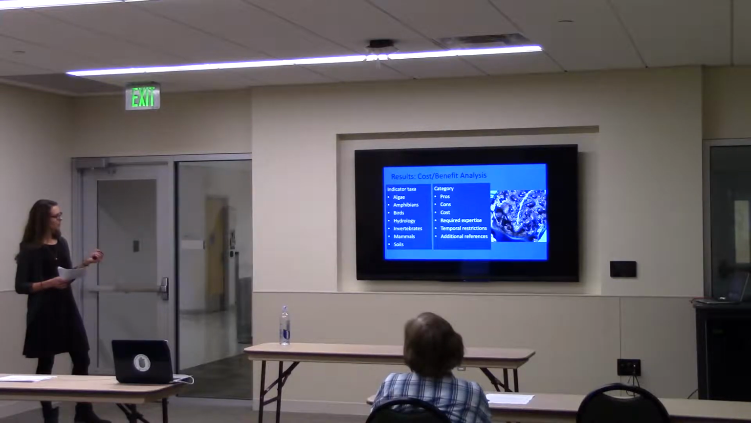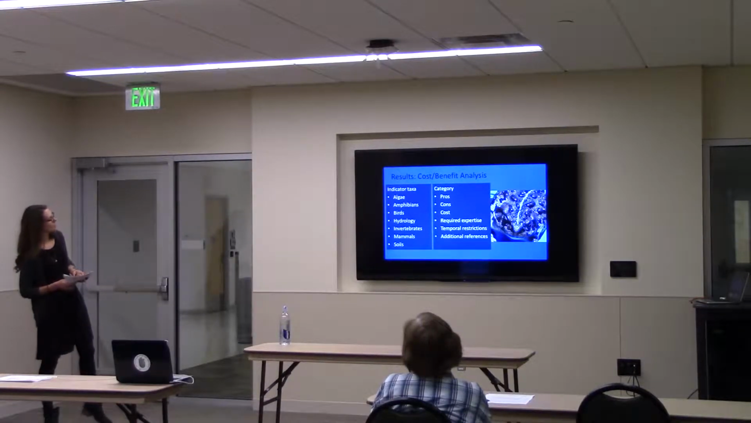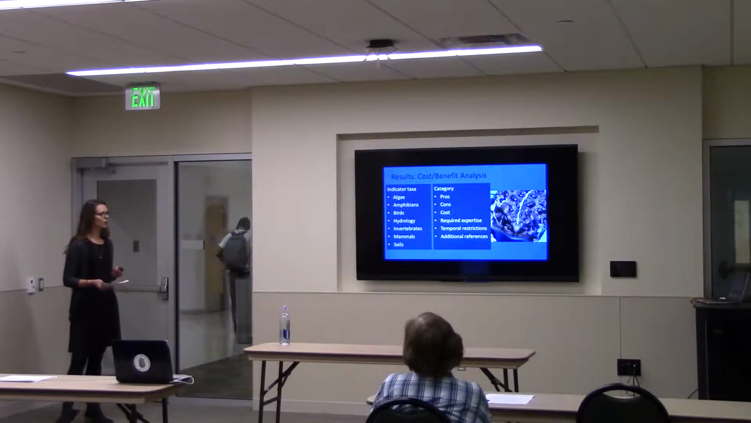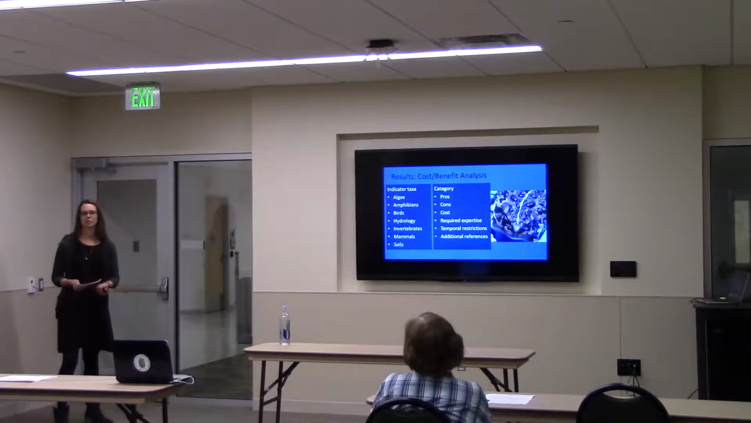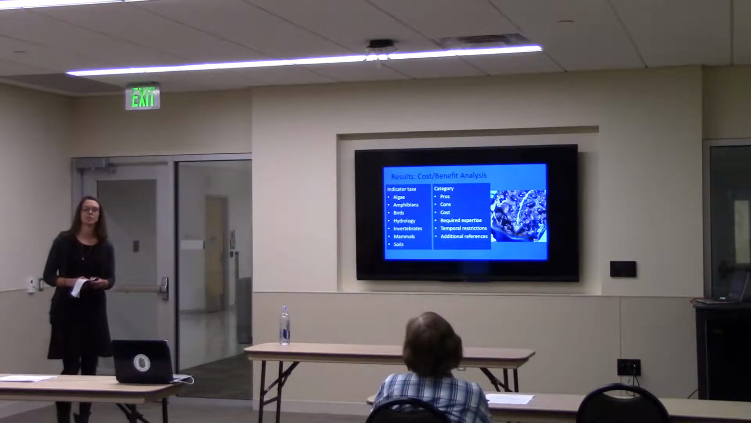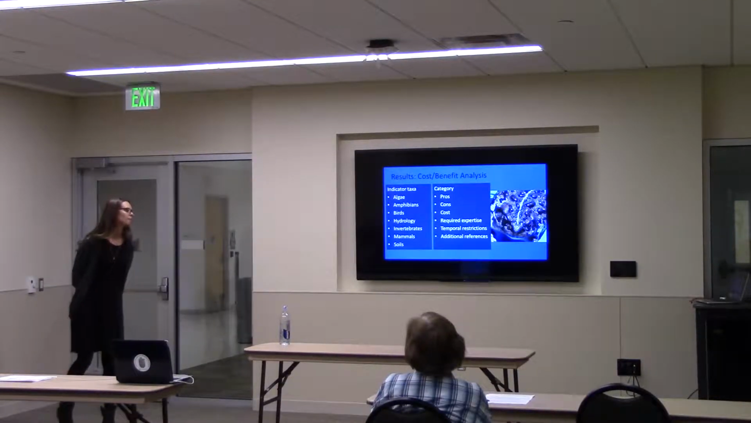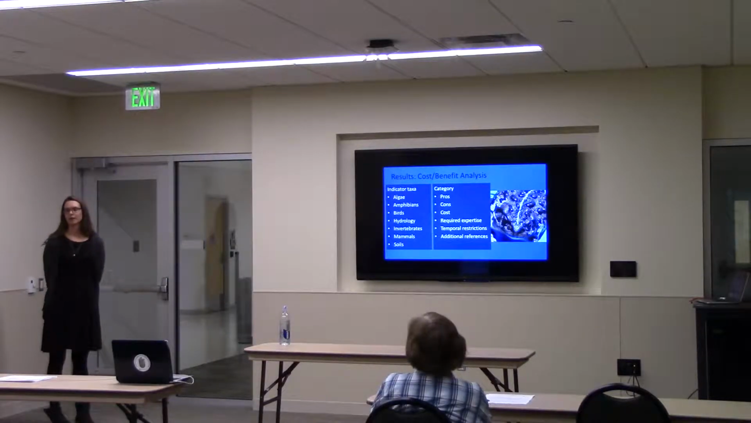So I pulled out some of the most common indicators and metrics that came up in the literature and sort of broke them out on a scale of pros, cons, costs, required expertise, and temporal restrictions that typically come along with monitoring these kinds of indicators. So I was hoping that this might be a quick reference that the park could look at and just get an idea of what might go into monitoring these different types of indicators.